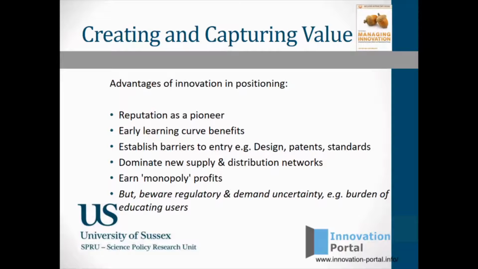So the idea is if you get some of those things right, you can at least temporarily, which could be months or years in some sectors depending on how quickly people catch up, have bigger margins. And that allows you then to reinvest.